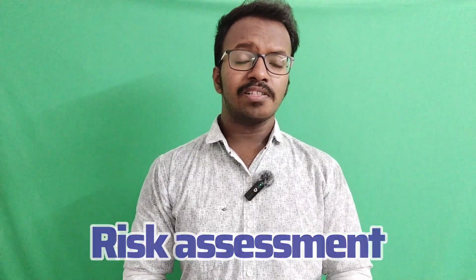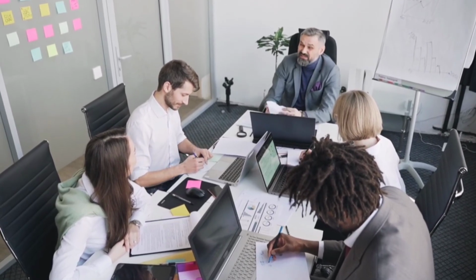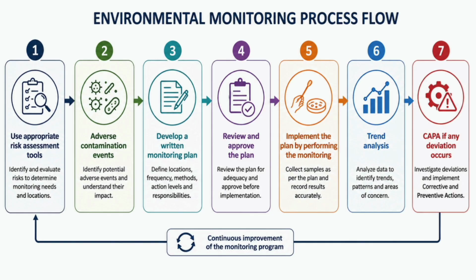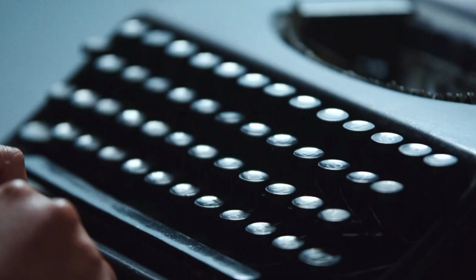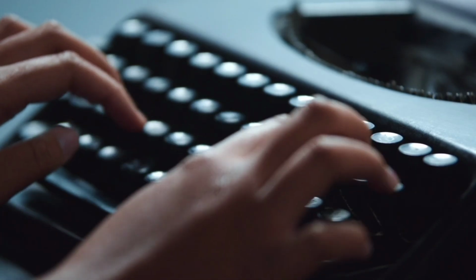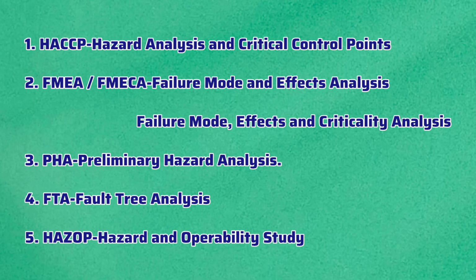This monitoring strategy is evaluated based on risk assessment. What are the steps? The first one, use an appropriate risk assessment tool. Then evaluate the contamination events and develop the monitoring plan. Then review and approve the plan. And finally implement the plan based on the clean room performance. After analyzing the data, a trend report needs to be prepared. And the final one, if any deviation or incident happens, corrective and preventive action is required. These are the main tools to evaluate risk assessment: HACCP, FMEA, PHA, PTA and HAZOP.